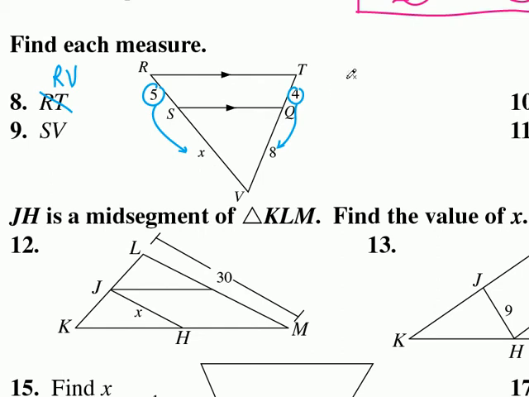You could go 5 over X equals 4 over 8 and cross multiply and go through all this. But if you understand really what's going on and what it means to be in proportion, this works out a lot easier for you. Look at this and you say, oh, this segment is twice as big as this. So this one is twice as big as this. So what is X equal to? It's equal to 10.